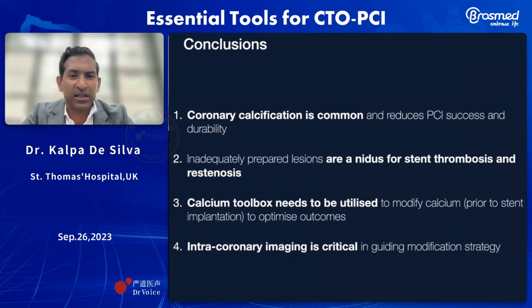In conclusion, coronary calcification is common and reduces PCI success and durability. Inadequately prepared lesions are analogous for stent thrombosis and restenosis. Calcification is important, as mentioned, and the calcium toolbox needs to be utilized to modify calcium prior to stent implantation to really optimize our outcomes. And in my opinion, intracoronary imaging is critical in guiding how we undertake these procedures. Thank you.